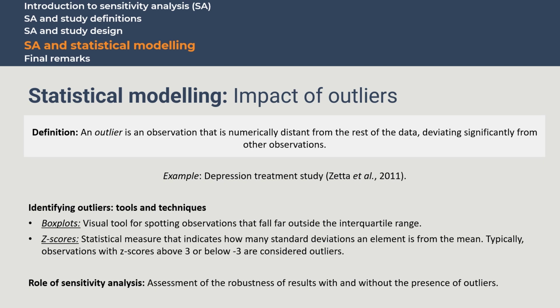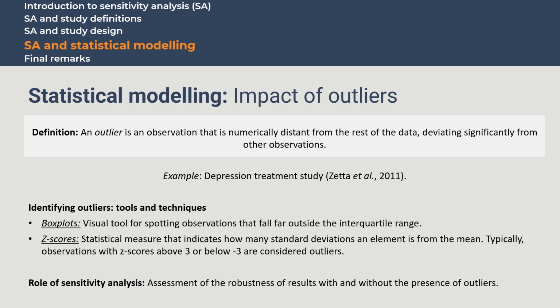Identifying outliers is one of the first aspects you need to analyze. We often use visual tools like box plots, which help in quickly spotting these data points as they fall outside the typical range. Additionally, we can employ statistical measures such as z-scores, where observations that lie more than 3 standard deviations from the mean are generally considered outliers.